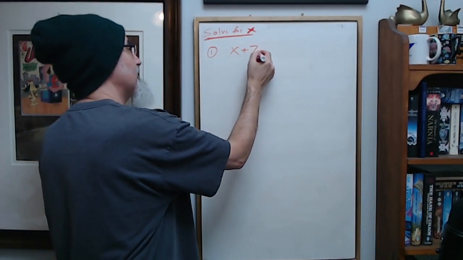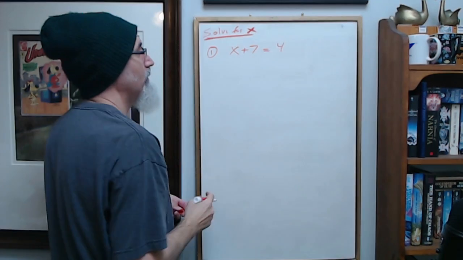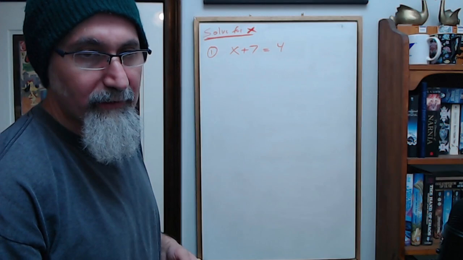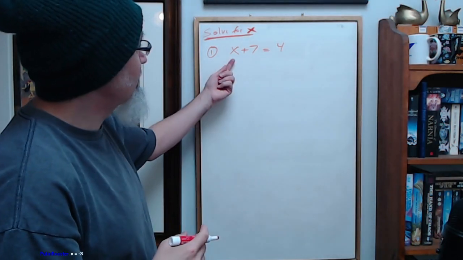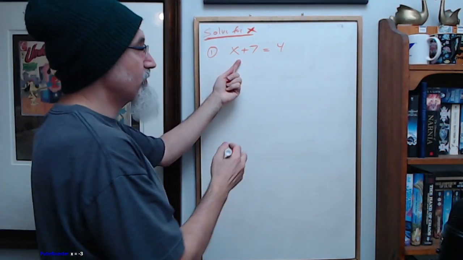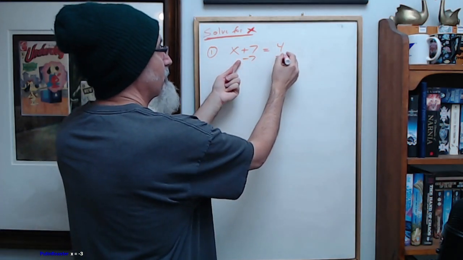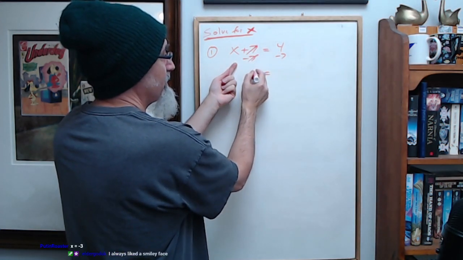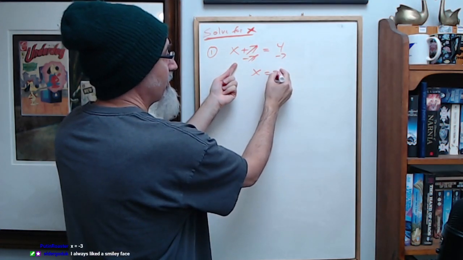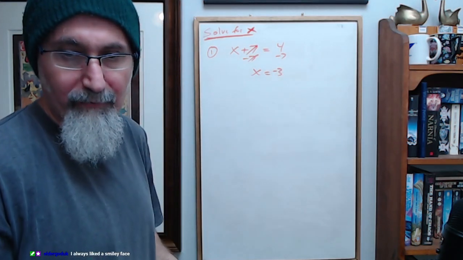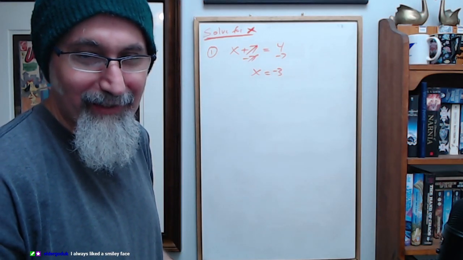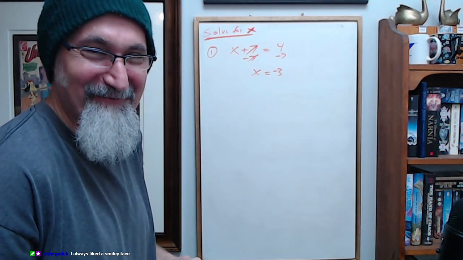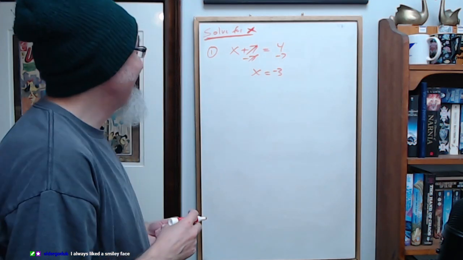x plus 7 is equal to 4. So we want to get x by itself, so undo what's being done to the x. What's being done to the x is 7 is being added, so you subtract 7 from here and subtract 7 from here. 7 kills 7. Line up the equal sign. On this side you have x by itself, and 4 minus 7 is negative 3. Nice. x equals negative 3. I always like the smiley face. Solve for the smiley face, solve for the happy dude.